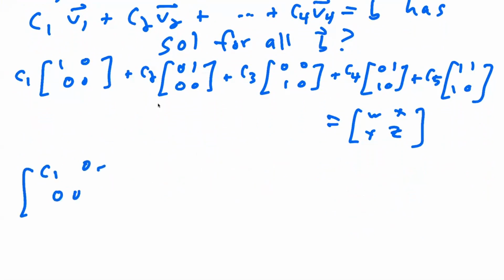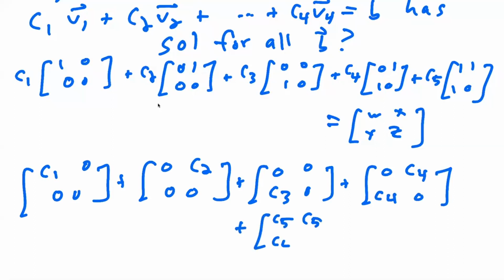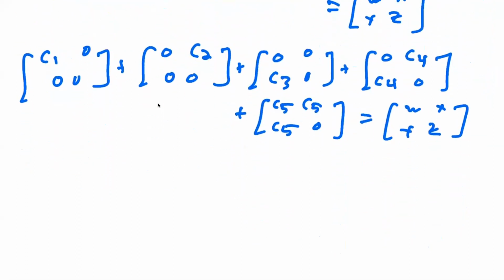C1 0 0 0, 0 C2 0 0, 0 0 C3 0, 0 C4 C4 0, C5 C5 C5 0. Right, like so. So here I just multiplied by my scalars. Okay, so let's combine all that.